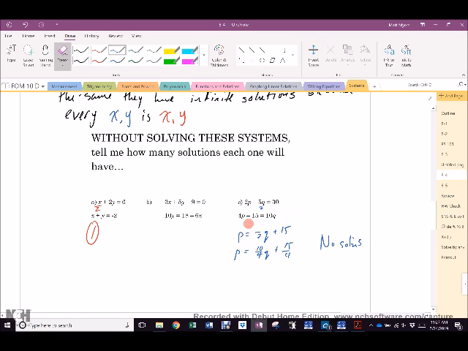Would it matter if I went the other way? If I isolated Q? Divide by 5, divide by 5. Now I have 2/5 P minus 6 equals Q. Then here I would divide by 10. And I would have 4/10 P minus 1.5 equals Q. And I would see same slope, different y-intercept, still no solutions. Everybody good? Easy peasy lemon squeezy.